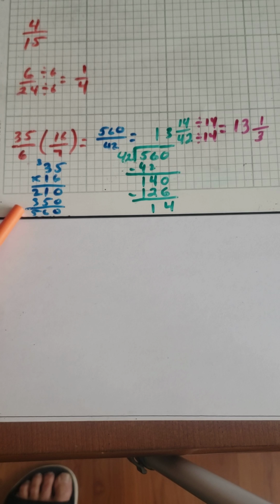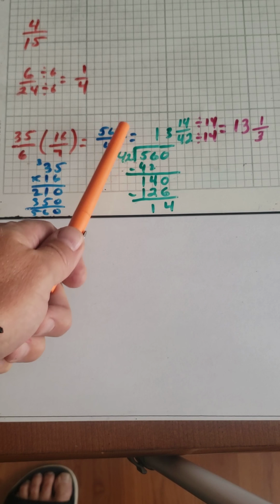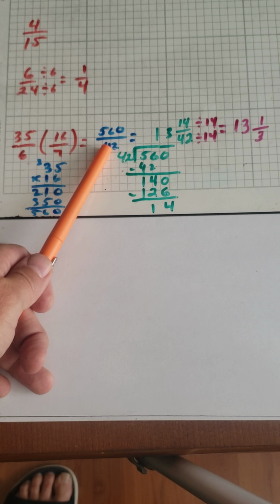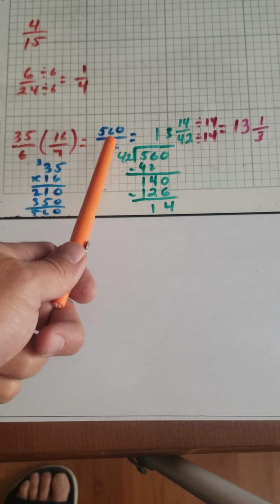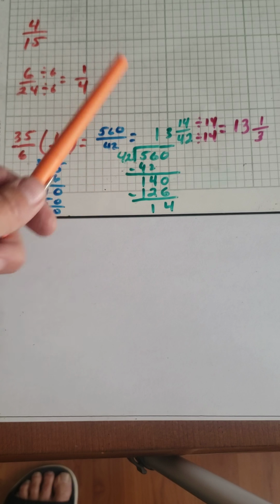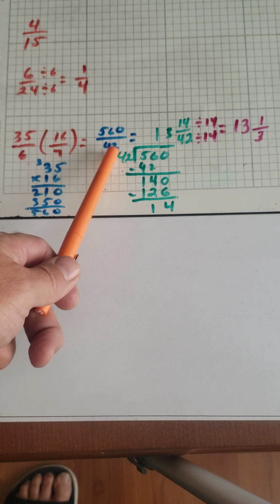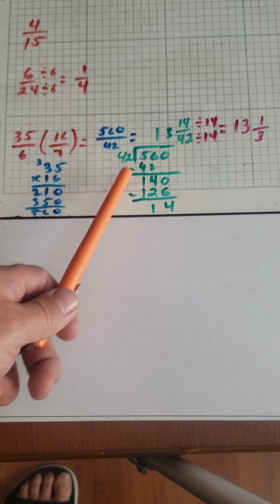I couldn't do that in my head, so I came up with 560. So that's that number right there. And then I did 6 times 7, which is 42. Now this one can be simplified. I have an improper fraction. That means I have to go back to a mixed number. So again, I could not do 42 into 516 in my head.